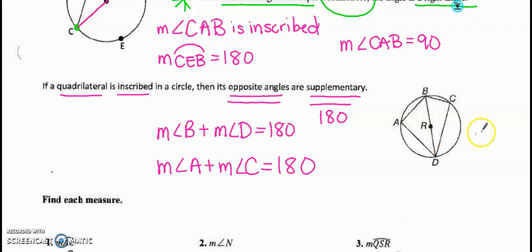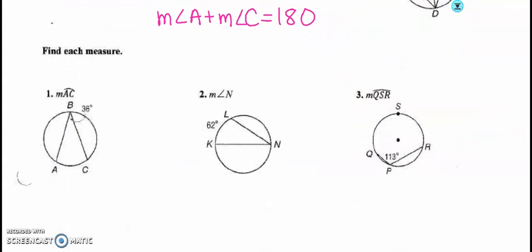So let's now put it to use. Number 1, it's asking you to find the measure of an arc, this arc down here. It tells you the inscribed angle. So you all know the measure of ABC is 36. According to the theorem, the inscribed angle is half of the arc. So the measure of arc AC is 72. So make sure you understand that. You're just going to double it.